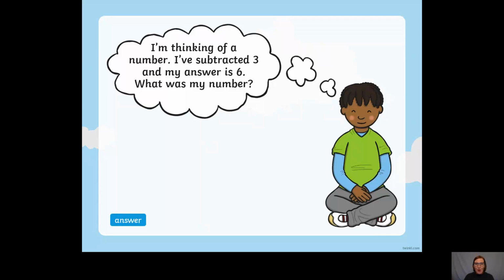Okay. I'm thinking of a number and I've subtracted. That means I've taken away 3 and my answer is 6. What was my number that I started with? So I'm thinking of a number and I've subtracted, taken away 3 and my answer is 6. What was the number that I started with? Pause the video here and have a go at working that out.